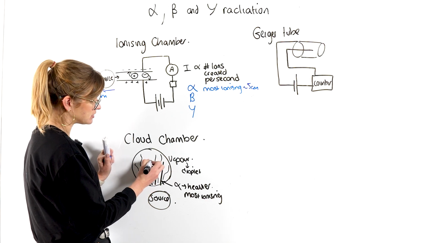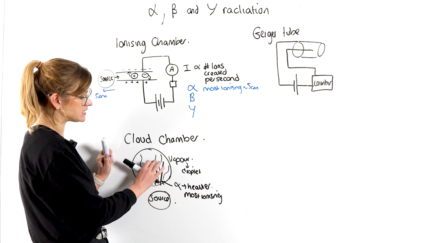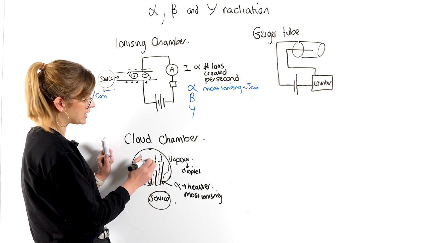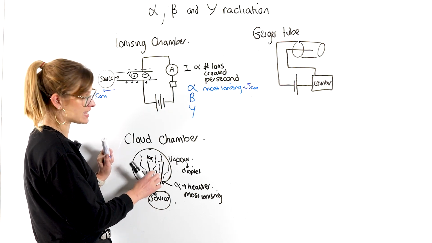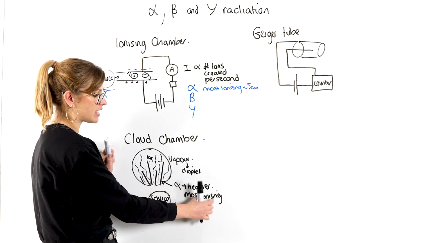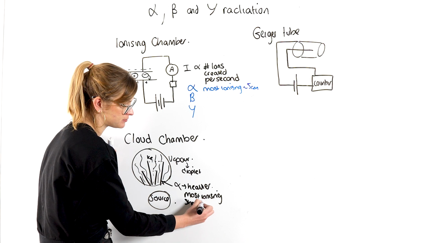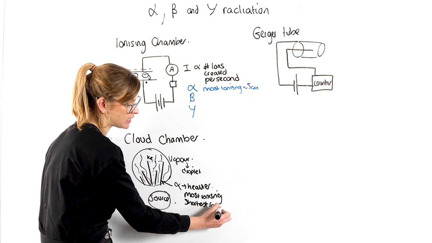There's two different paths of alpha. So we have the longer lines and the shorter lines. So what we're saying here is there's two different types of alpha. We have one with more kinetic energy, so it gets further, and one with less kinetic energy. But again, those thicker lines are because of alpha, because it's heavier, it's the most ionizing, and it has the shortest range, which is why they're really short lines.